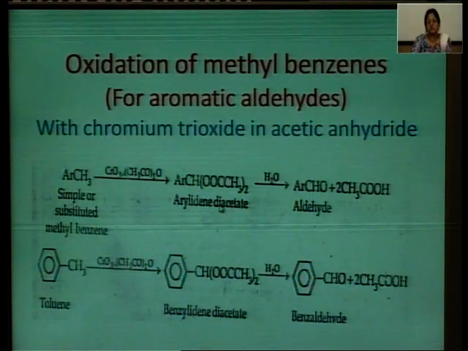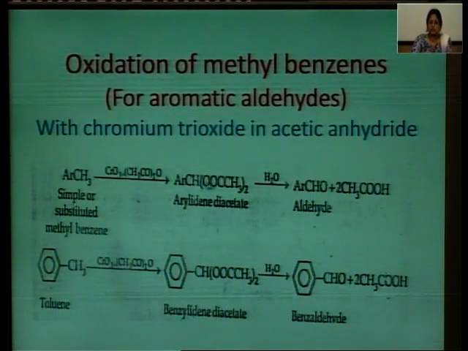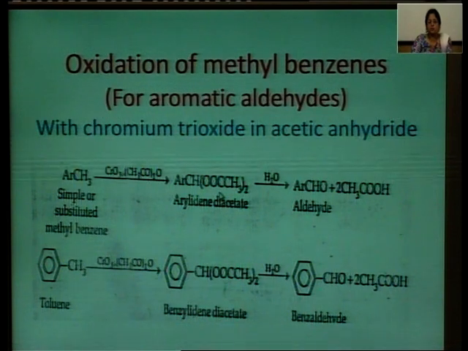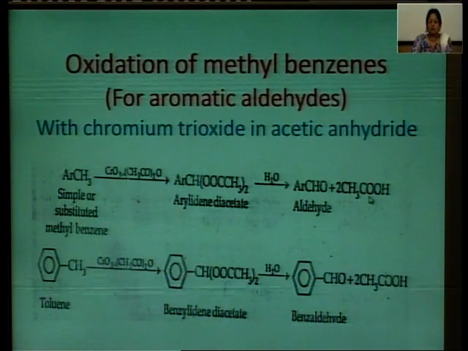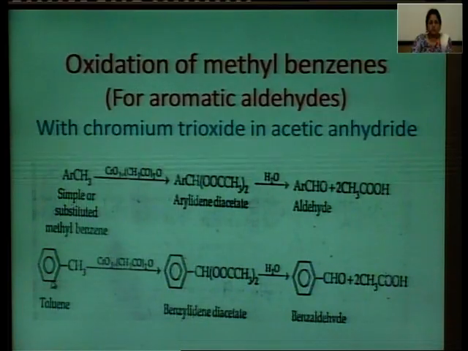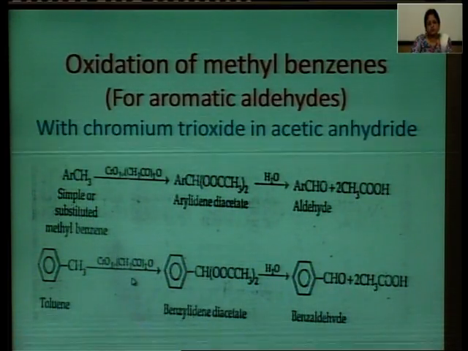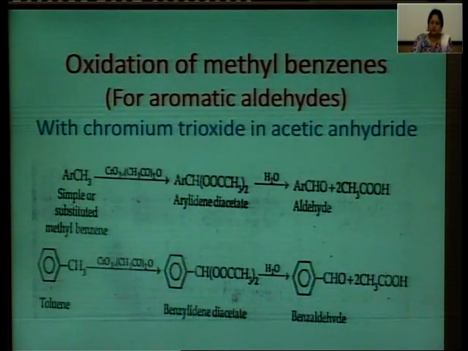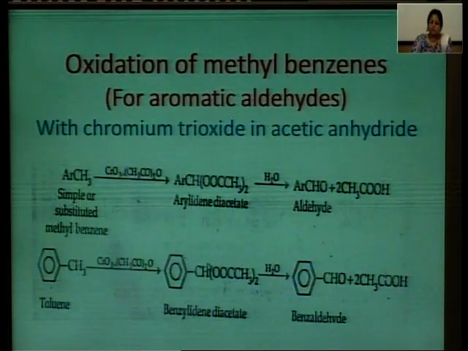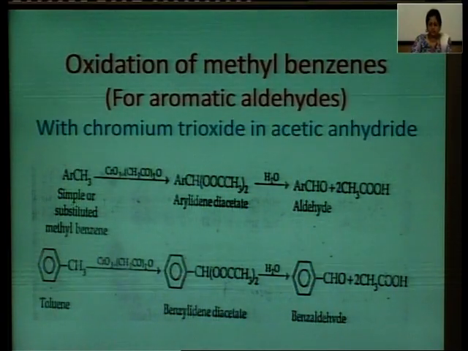This is also known as the geminal diacetate. This is an unstable moiety. As soon as this moiety is formed, it undergoes hydrolysis to form the corresponding aldehyde and 1 mole of the carboxylic acid. For example, toluene upon treatment with chromium trioxide and acetic anhydride forms the benzylidene diacetate, which upon hydrolysis forms the benzaldehyde and acetic acid.